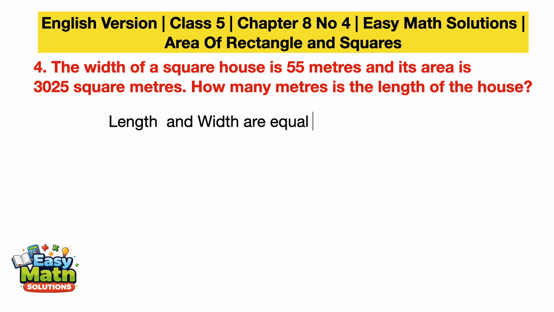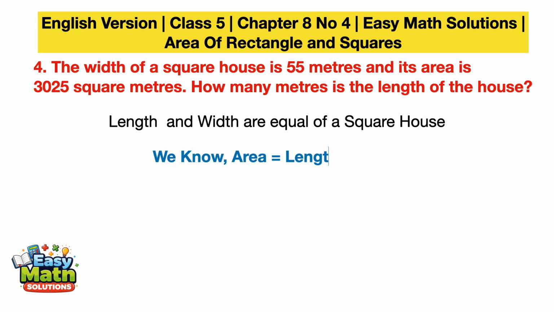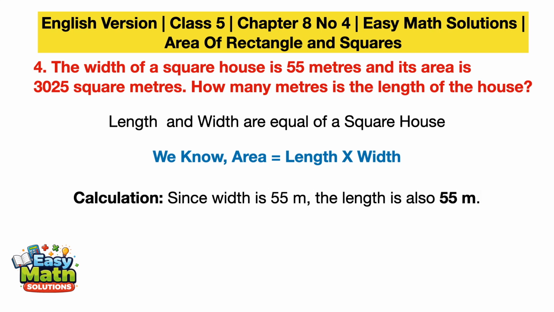Here we see the answer. In the math, we are told the height of a square house. A square house means its length and height are the same. Okay. Then in a square, if the length is 55, then the height is 55 in this math. Length and height are equal for a square house.